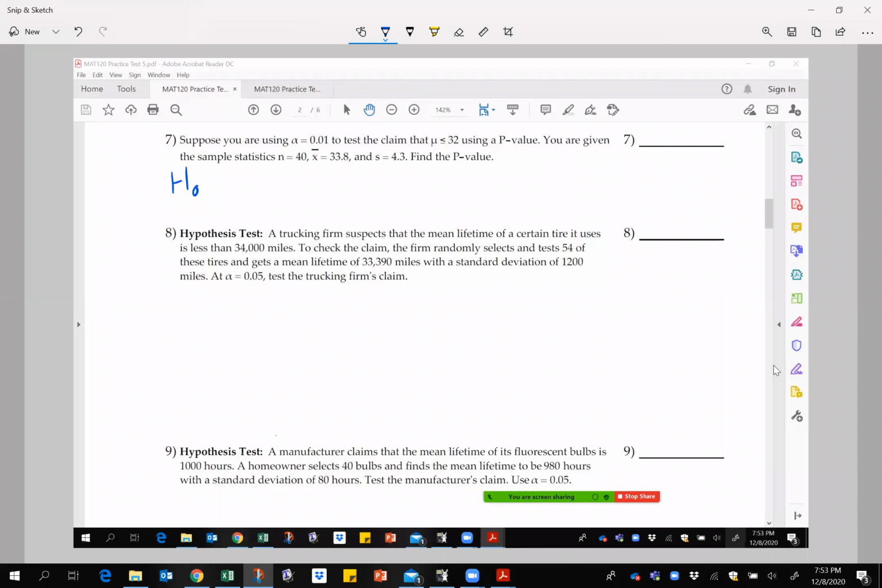To do this, let's begin by stating our hypotheses. We're testing the claim that mu is less than or equal to 32. That would have been a null hypothesis, which is the claim. The alternative is the opposite statement, which is going to be greater than 32. And then from there, we have the rest of the information that we need. Because n is 40, that's 30 or more, we will be using a z-test again.